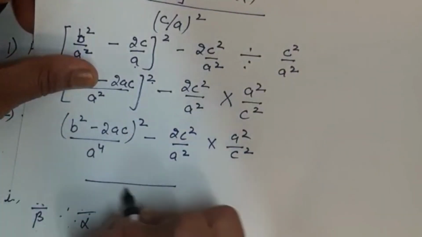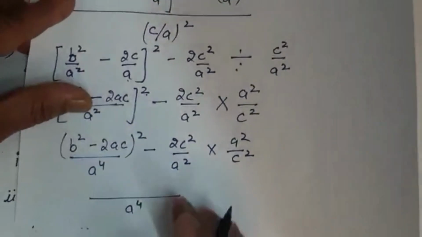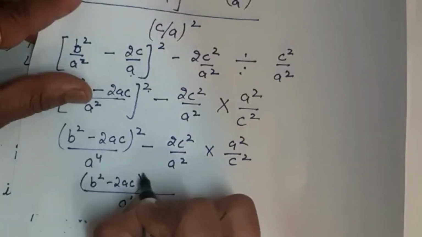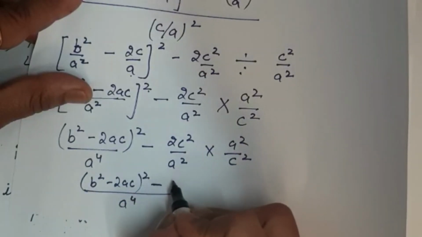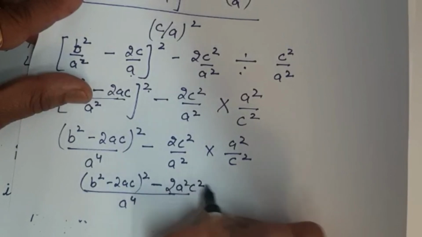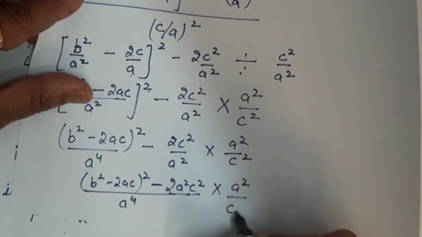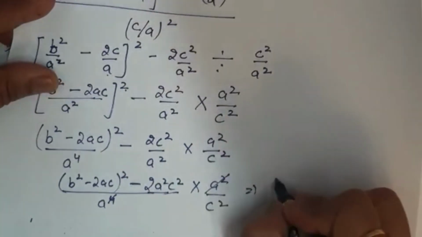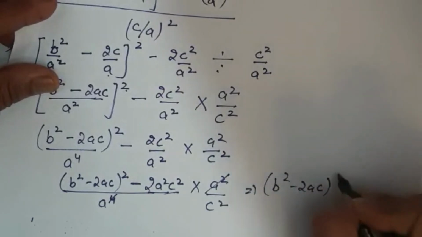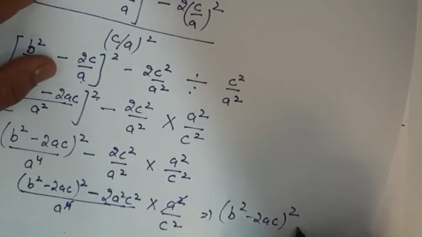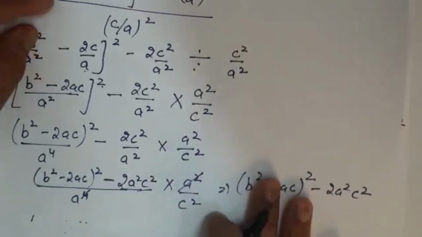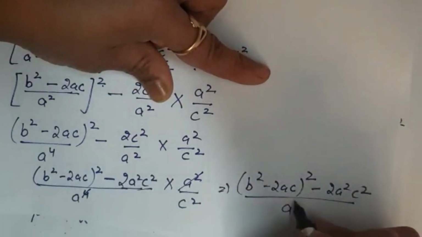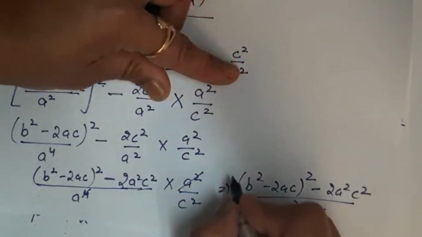Now take the LCM. The LCM comes out to be a to the power 4. Okay, so it comes out to be b square minus 2ac whole square minus 2a square c square, multiply a square upon c square. Now this a square and this can cancel, so the value comes out to be b square minus 2ac whole square minus 2a square c square, upon, only a square is left here, a square c square. So this is the value.